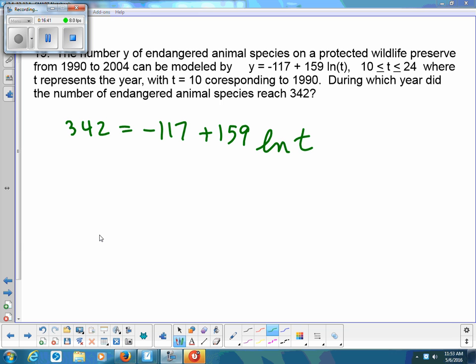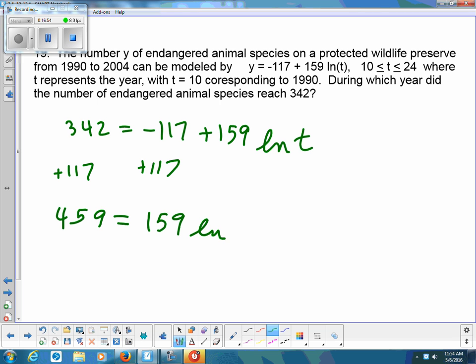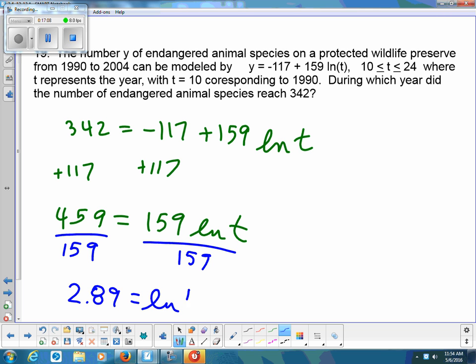So what were our steps? What do we do? Add 117. All right, adding 117, so we get what? 459. 459 equals 159 ln of t, then what? Divide by 159. Dividing both sides by 159, what decimal did you get? 2.89. Either one, you could leave it as a fraction or write it as a decimal. 2.89 equals ln of t, and then what?